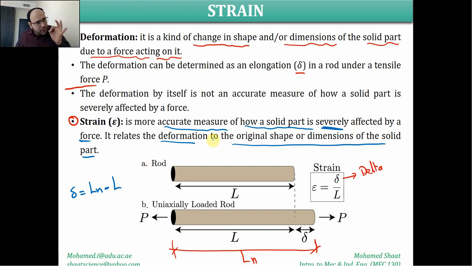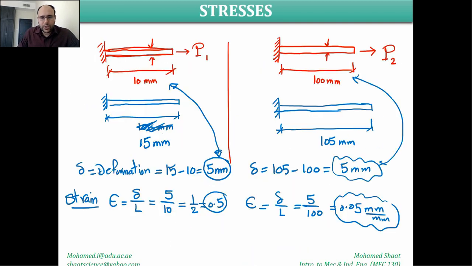And the strain, what is the strain? It is the deformation with respect to the original shape or dimension of the solid part. So the strain, which is epsilon, this symbol is known as epsilon, equals delta, which is the deformation, divided by the original length. Make sense? So this is the difference between the deformation and the strain.